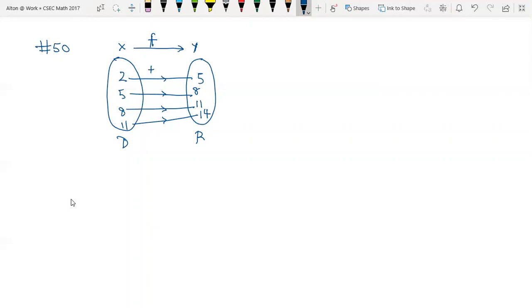It seems as though we can add 3. We are adding 3 to x for all these numbers. So let's see if we can dot our i's and cross our t's and come up with it. What's happening here? Your x values are being added to 3 to get your y values: 2 plus 3, 5 plus 3, 8 plus 3, 11 plus 3 to give you your y values. So this will be the rule.